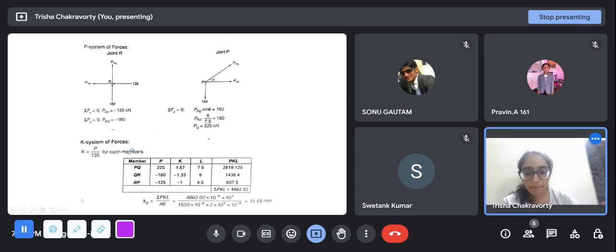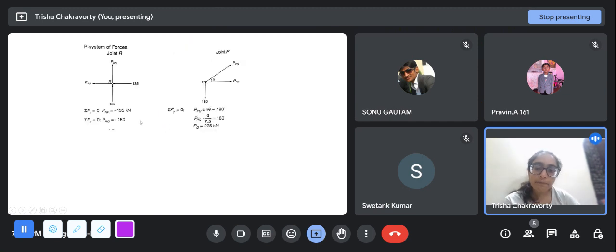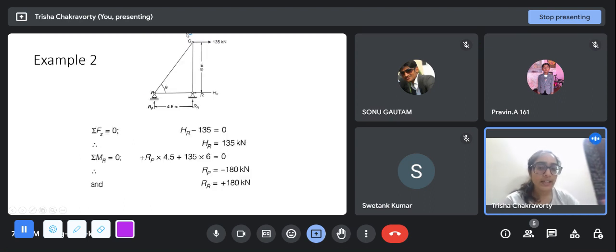Now next what we will do, we will forget about this 135 kilonewton, and we will apply a unit load. We want the deflection at point Q, suppose. Since there is only one load in this structure, when you remove the 135 kilonewton and put a 1 kilonewton force in this place, by the principle of linear superposition, the developed forces in each member will just be divided by 135. This is not applicable if there were two forces.